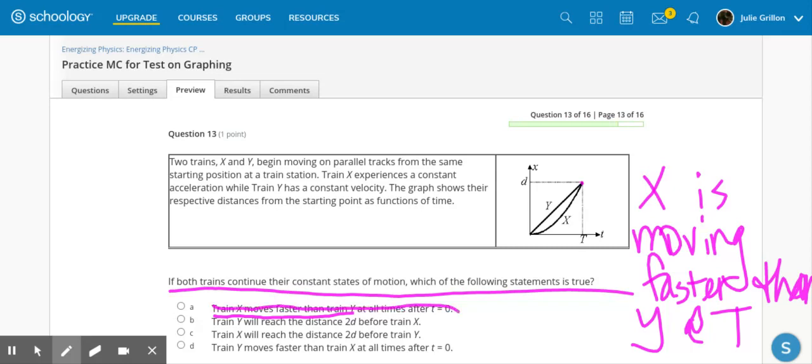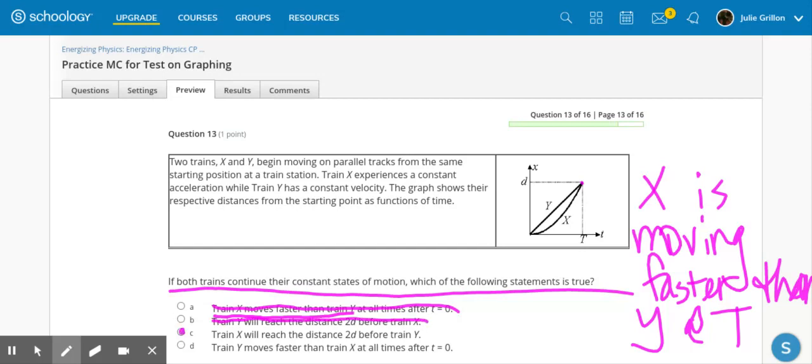Train Y will reach the distance 2d before train X. Probably not, because X is just continuing to get faster and faster. So if they keep going, then train Y will reach that distance faster. So that's this one, C.